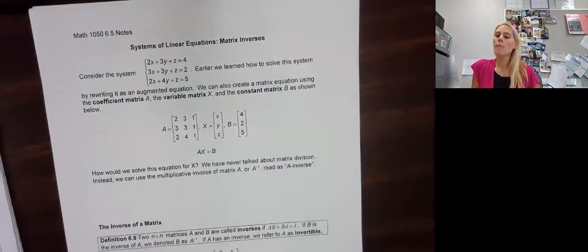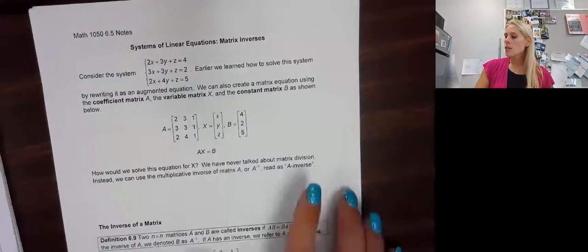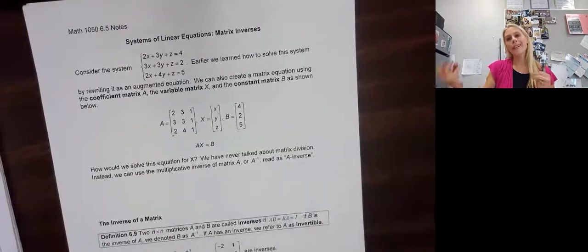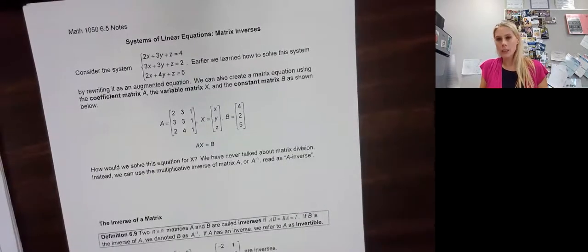We've never talked about matrix division. Instead, we can use the inverse matrix. Now, how can I connect that to make you remember? Well, in arithmetic, right, if I wanted to get rid of addition, I would subtract. If I wanted to get rid of subtraction, I would add. Multiplication, I would divide. Division, I would multiply. But as we just read, there is no matrix division, but we're still using an inverse operation, okay? So we are going to find an inverse matrix that allows us to get our answer.